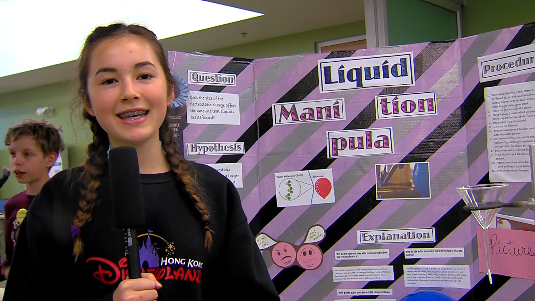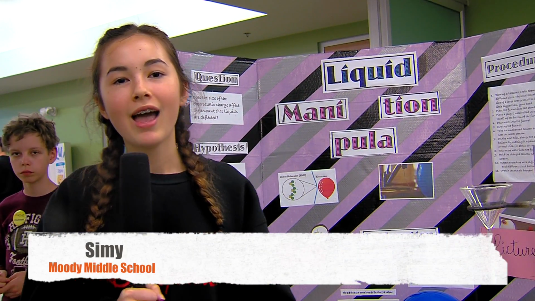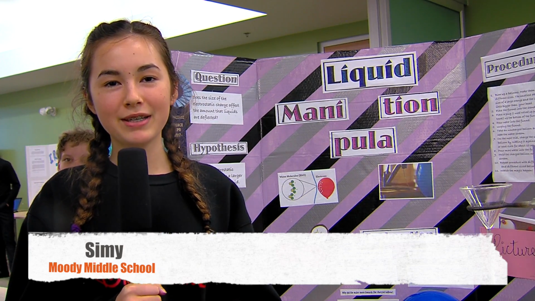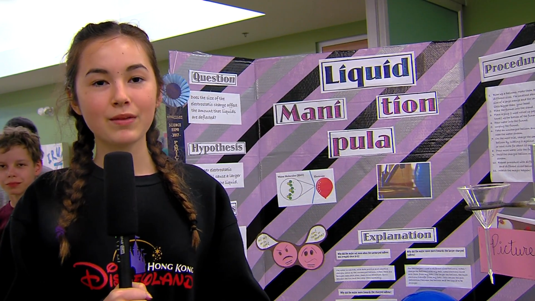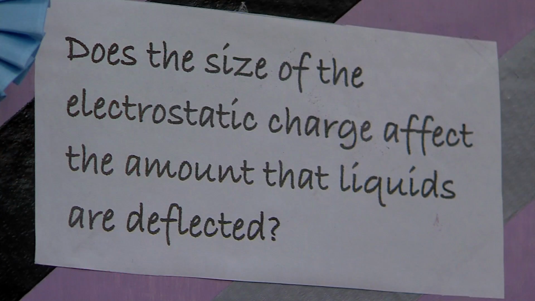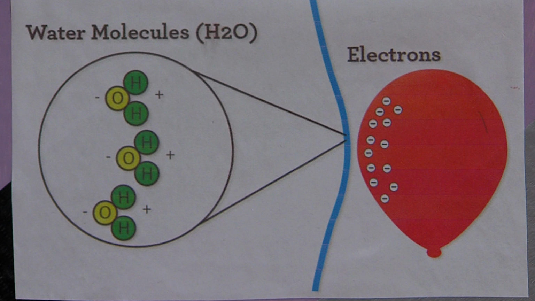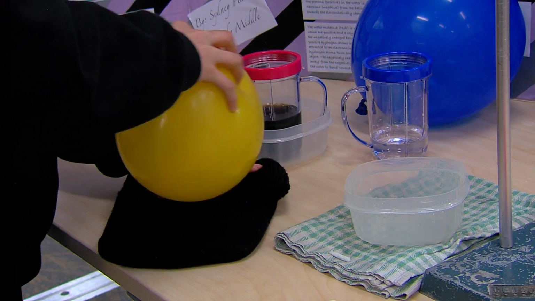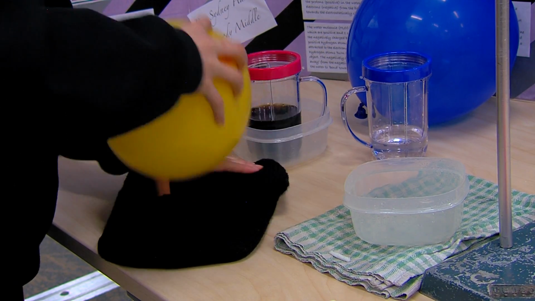Hi, my name is Sydney and I'm from Moody Middle School. I did my project on bending water with static electricity. So basically I used 3 different liquids and 3 different balloons. The balloons were 3 different sizes, 1 big, 1 medium, and 1 small. The 3 liquids I used were milk, water, and Coke. With milk, it bends the most out of the 3. And if I use the biggest balloon, it would bend more than if I use the smallest balloon.